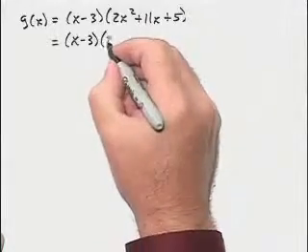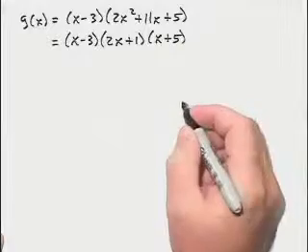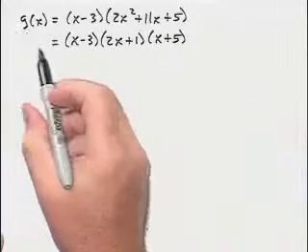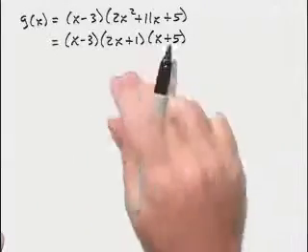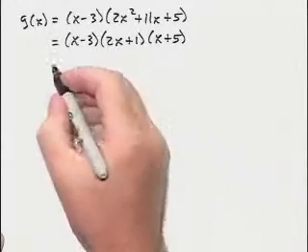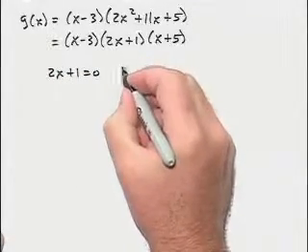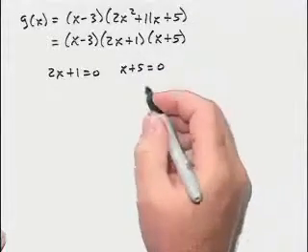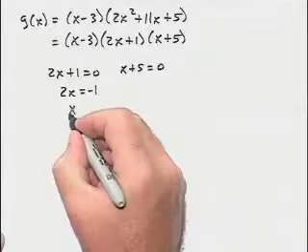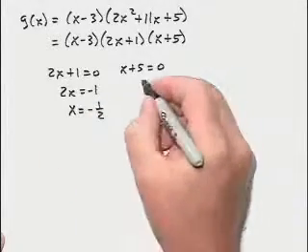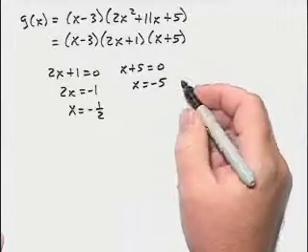We get x minus 3 times 2x plus 1 times x plus 5. So here we have our function g of x in factored form. To find the remaining zeros, set our last two factors equal to 0 and solve. We get 2x plus 1 equals 0, and x plus 5 is equal to 0. Solving the first equation, we get 2x equals negative 1, or x is negative 1/2. For the second equation, we end up with x equal to negative 5.